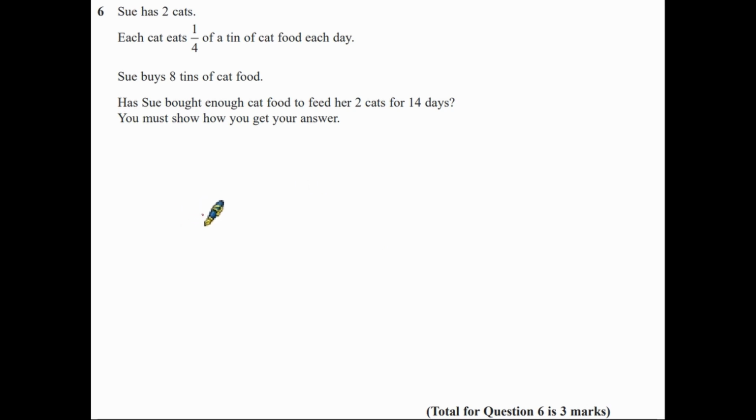There are a couple of different directions you can take with this question, but let's start from the beginning. She has 2 cats. Each cat eats 1/4 of a tin a day. So 2 times 1/4 is 1/2. So we have half a tin per day in total.